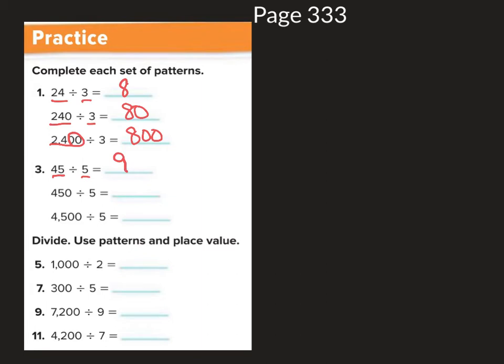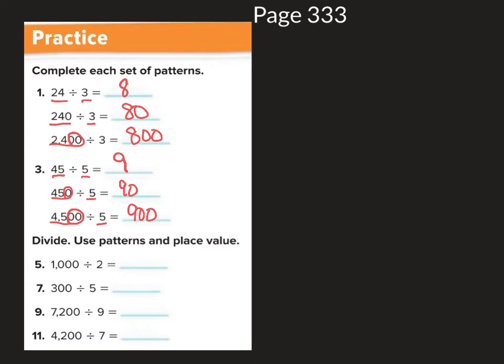Right? I can count by 5 to see how many 5s give me 45. 5, 10, 15, 20, 25, 30, 35, 40, 45. That's 9. Okay, so 450 divided by 5 is 90. 4,500 divided by 5 is 900. Look at that, 900, huh?